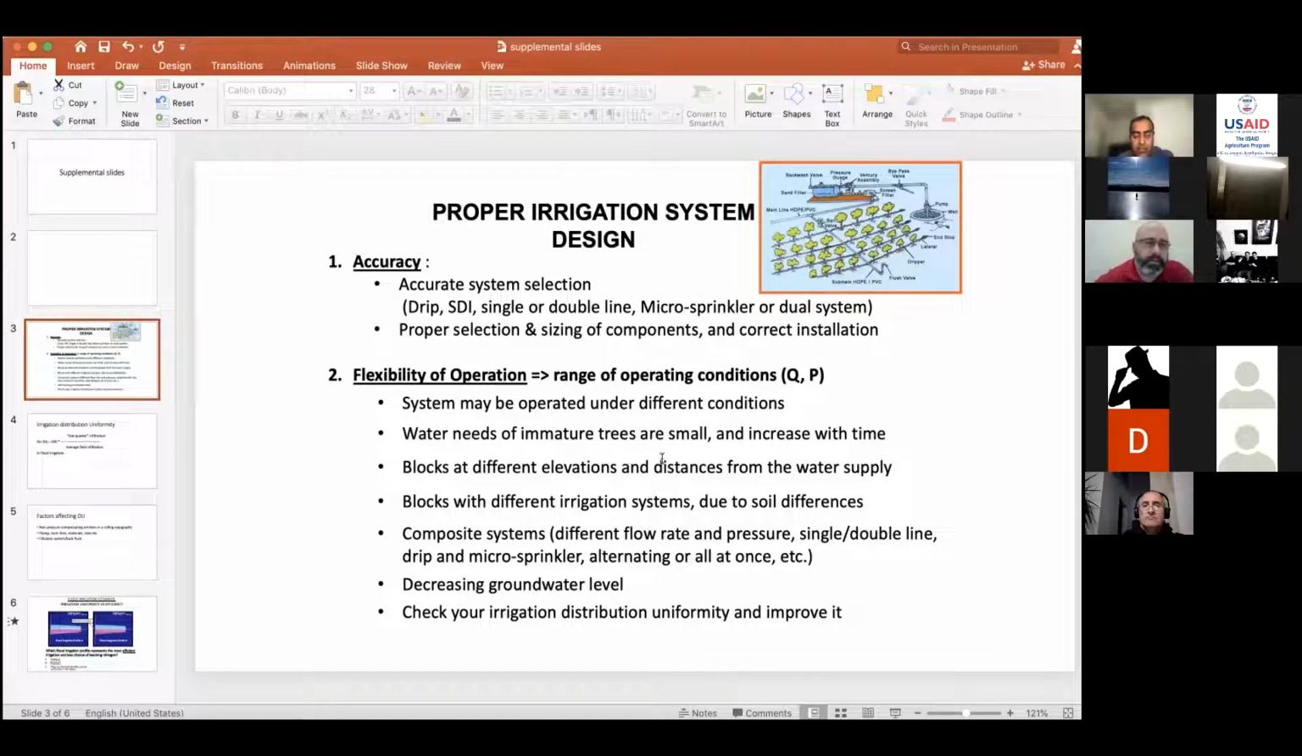Water needs of the immature trees, young trees are small and increase with time. We have already seen that. Blocks at different elevations could get different amounts of water depending on your system design, and also distances. So I already talked about the distances and need to keep the pressure the same over longer distances. So your sizing of your mains and submains will vary.